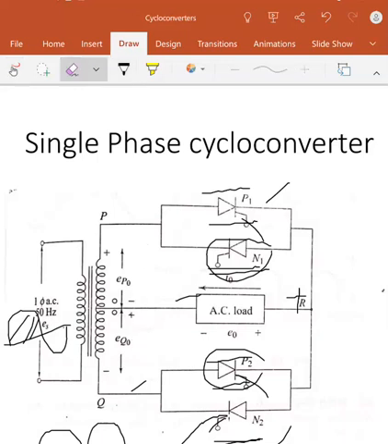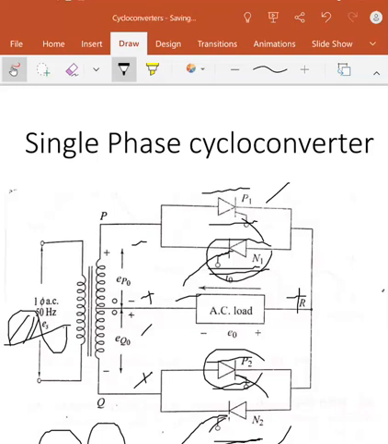Again in the next cycle the signs change: this becomes negative, this becomes positive, this becomes negative, this becomes positive. In this case N1 is forward biased. Now when I turn on N1, again I get a negative voltage across the output.